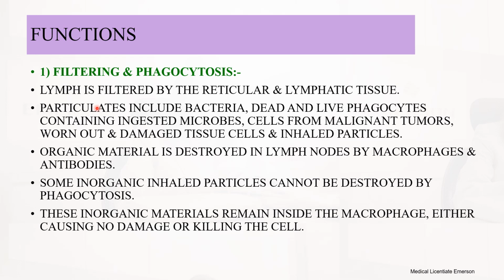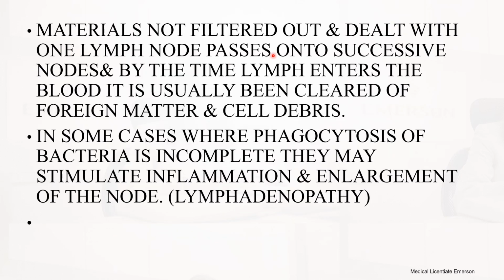Then organic material is destroyed in the lymph nodes by macrophages and antibodies. Then some inorganic inhaled particles cannot be destroyed by phagocytosis. These inorganic materials remain inside the macrophage, either causing no damage or killing the cell. So materials not filtered out and dealt with in one lymph node pass into the successive nodes, and by the time the lymph enters the blood, it has usually been cleared of foreign matter and cell debris.